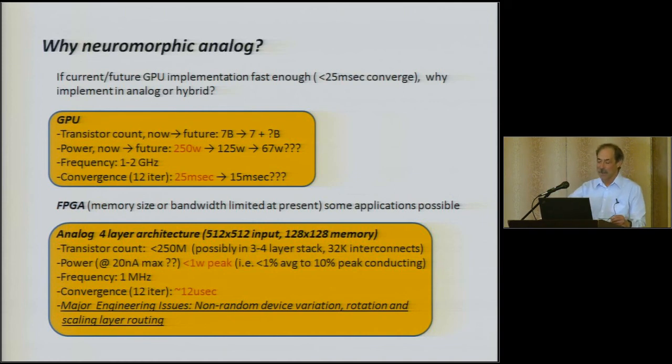via connects. The power, if you assume 20 nanoamps per transistor max, would probably be under a watt peak, because we're typically talking about less than 1% average cells conducting and 10% peak at the beginning of convergence. At 1 megahertz, this would take 12 microseconds to converge versus, let's say, 15 or optimistically 12 milliseconds. So we've got 3 orders of magnitude in performance, and over two orders of magnitude in power reduction going to the neuromorphic implementation. And that's the argument for it, because a lot of the interest in this is to go onto UAVs and so on for target recognition, and 250 watts means a very big UAV.